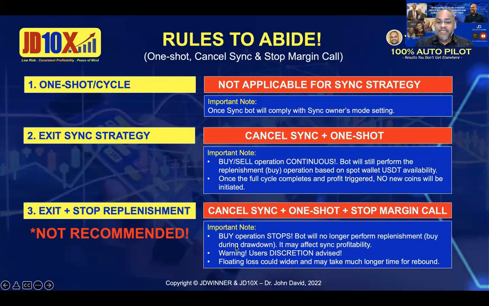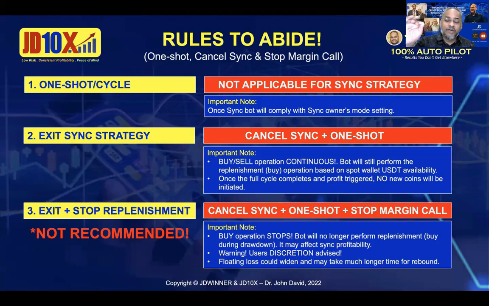Now, please understand, the buy operation will stop. The bot will no longer perform replenishment. Remember, this is the buy during the drawdown. When the market goes down, you will no longer see the bot buying. So let's say, for example, you cancel sync, put to one shot, and then you tap the stop margin call when the bot is at margin call number 7. What happens? The bot will only remain at number 7. It will no longer go to 8, 9, 10, 11, because you already stopped it.